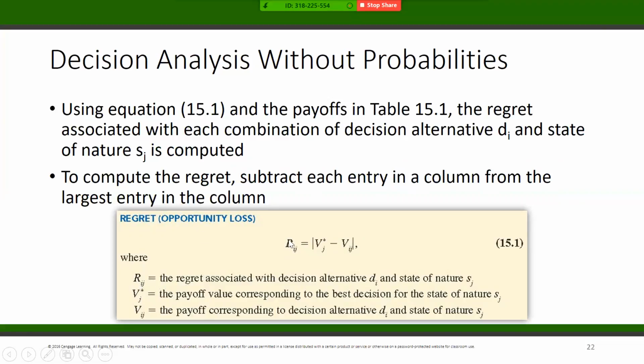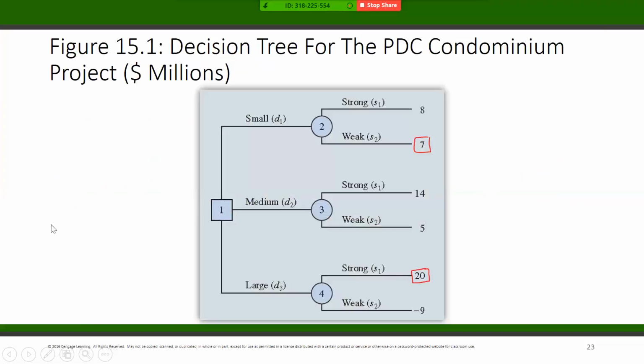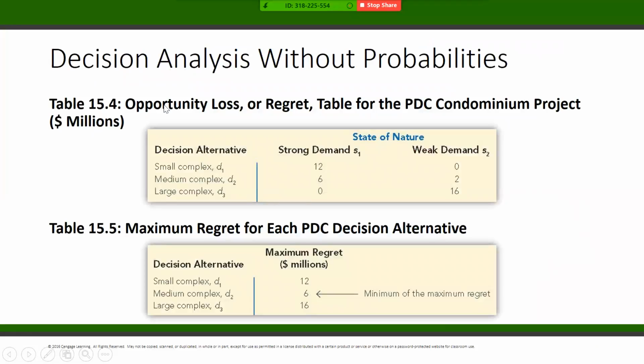Now, Rij here is the regret associated with the decision alternative Di and state of nature Sj. Vj star is the payoff value associated to the best decision for the state of nature Sj, and Vij is the payoff corresponding to decision alternative Di and state of nature Sj. Okay, so this is the decision tree for that, and I'm just putting this in here because this is kind of what we're going to be looking at, the boxes here. And so the opportunity loss or regret table for the PDC condominium project in millions of dollars.